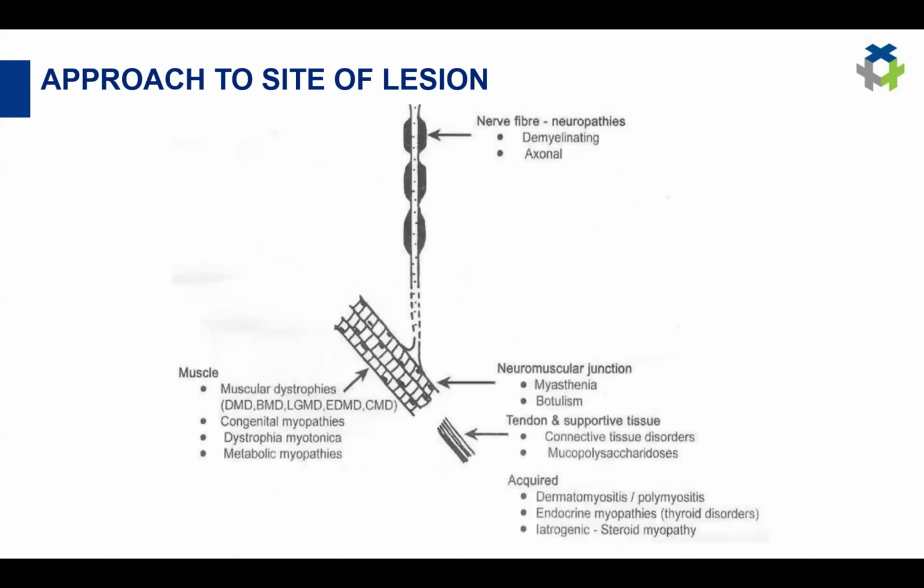There can be demyelinating or axonal neuropathies in case of nerve fiber involvement. At the level of the NMJ, myasthenia and botulism have to be considered. At the level of tendon and supportive tissue, we have to consider connective tissue disorders and mucopolysaccharidosis. At the level of muscle, muscular dystrophies, congenital myopathies, and metabolic myopathies have to be considered. Other acquired causes like dermatomyositis, polymyositis, endocrine myopathies, and steroid myopathy also have to be considered.